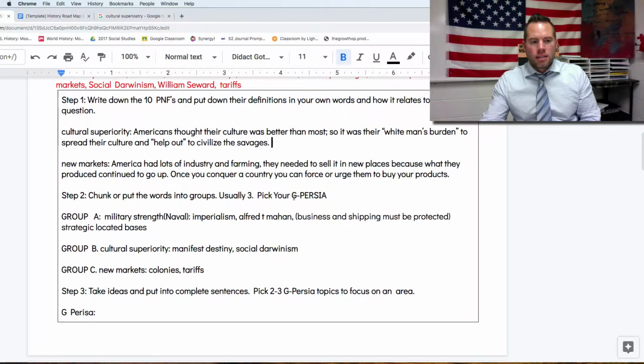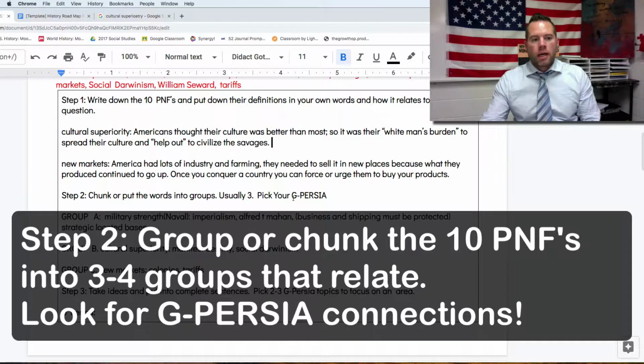All right, step 2, okay? Chunk or put the words into groups.